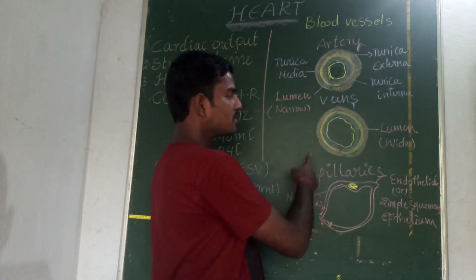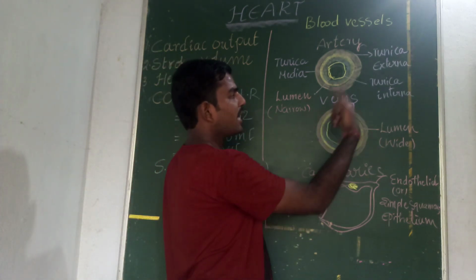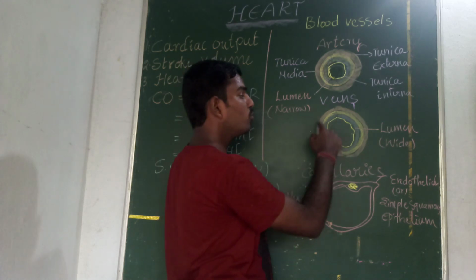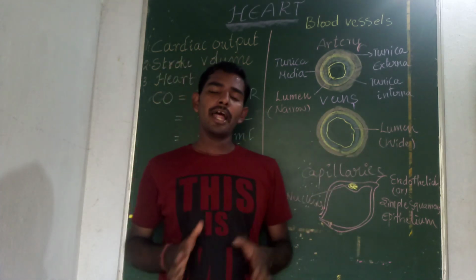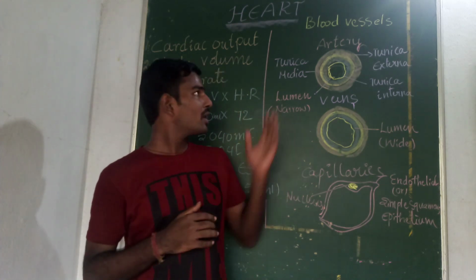When you go to the veins, veins also consist of the same three layers: tunica externa, tunica media, and tunica interna. The lumen is wide, the wall is thin, the pressure is lower, and the flow of blood is somewhat slow compared to the arteries.